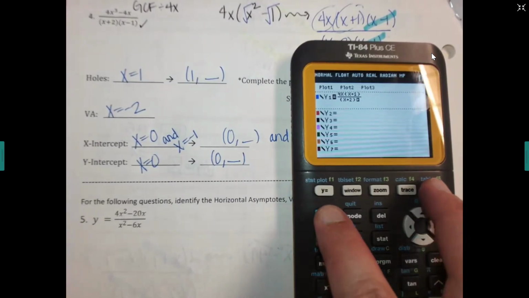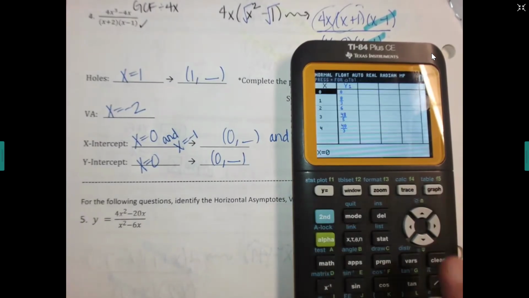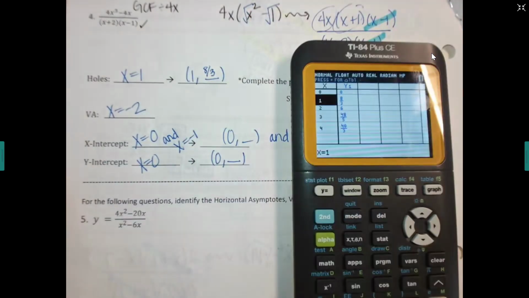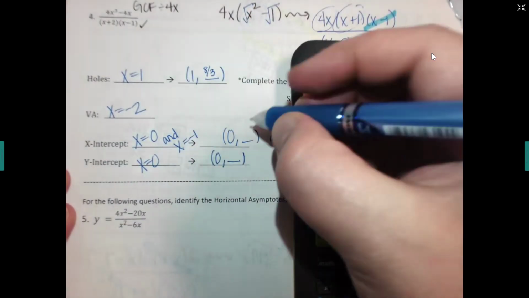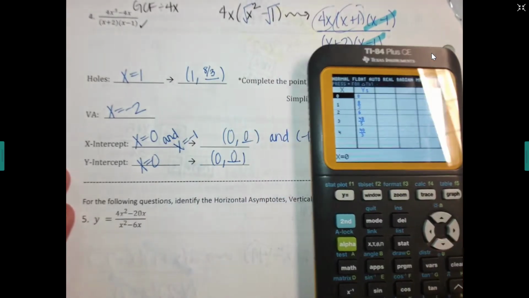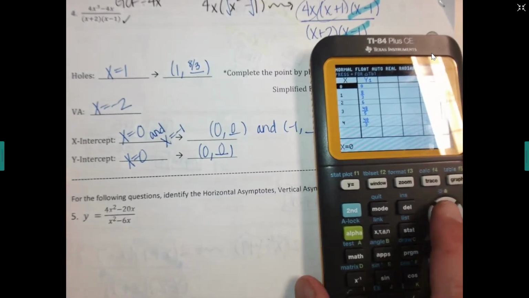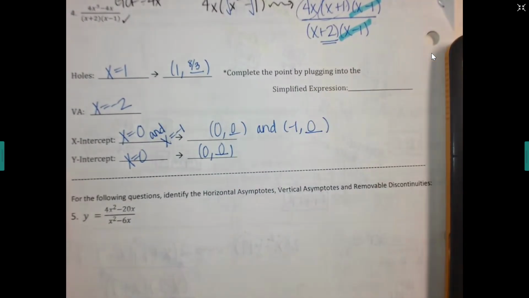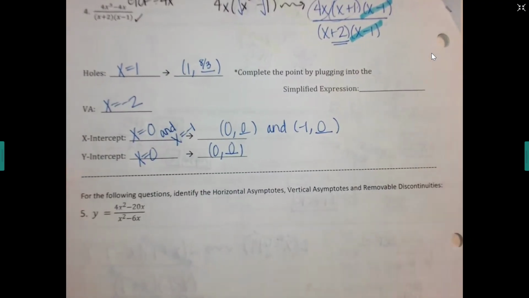So let's do it in the chart. Second graph, I'm looking for 1's partner. I see it goes with an 8/3. I'm looking for 0's partner. I see it goes with 0. And then I'm looking for -1's partner, and I see that that also goes with 0. Okay? Questions on that? All right, we got one more left. Last one.